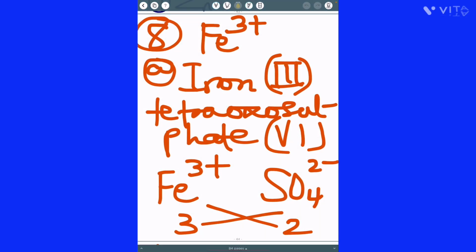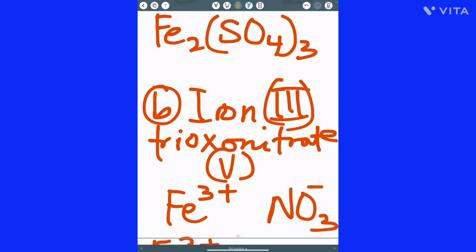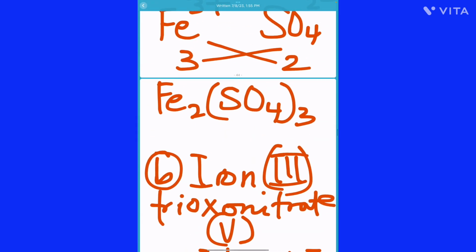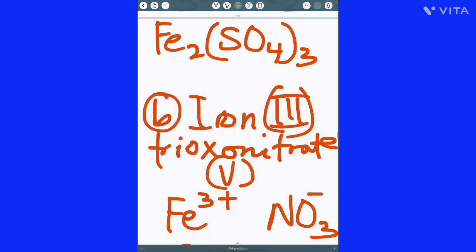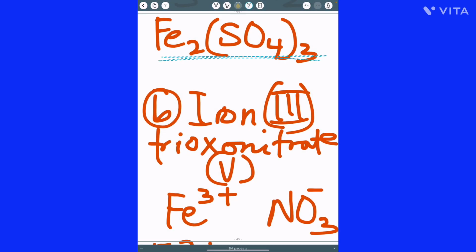So we want to write the molecular formula of iron(III) tetraoxosulfate(VI): Fe3+ and SO4 2-. From the charges, I'll write valencies 3 and 2. To form the molecular formula, I'll exchange valencies. So I'll get Fe2(SO4)3. This is my molecular formula of iron(III) tetraoxosulfate(VI).